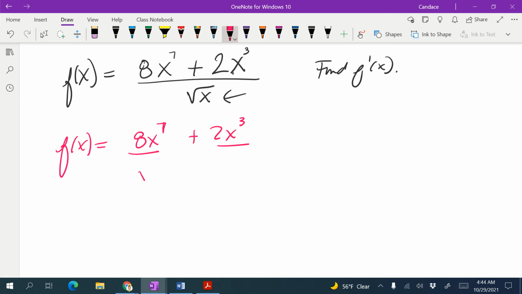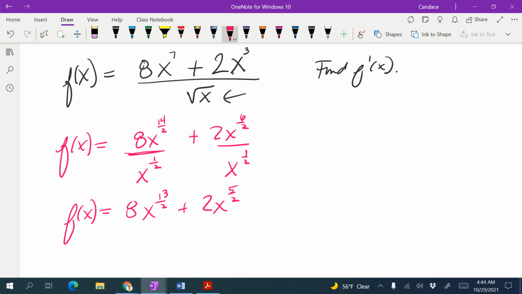At the same time I'm writing that as a fractional exponent, I'm going to split it into two separate fractions. So x to the 1/2, x to the 1/2. Now, I know I have to subtract my exponents, so I'm going to rewrite these exponents in halves. So instead of 7, I would have 14 halves, and instead of 3, I would have 6 halves. Now, because we're doing division, we're going to subtract our exponents. So we would have 8x to the 13 halves plus 2x to the 5 halves.